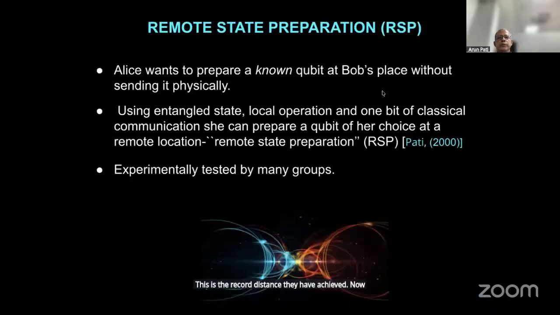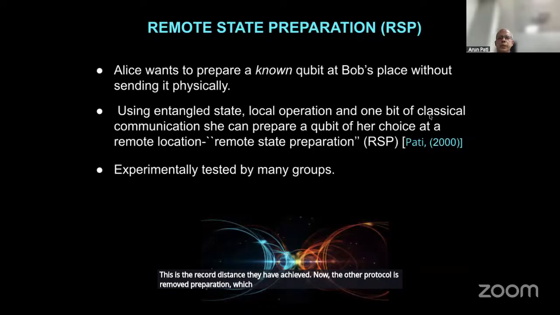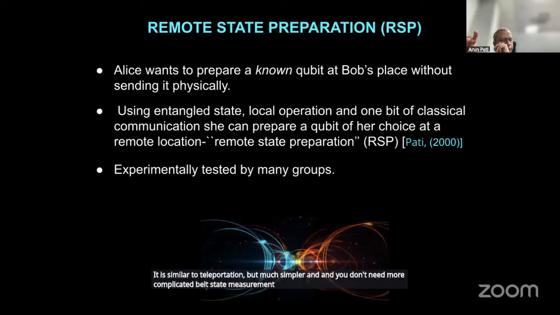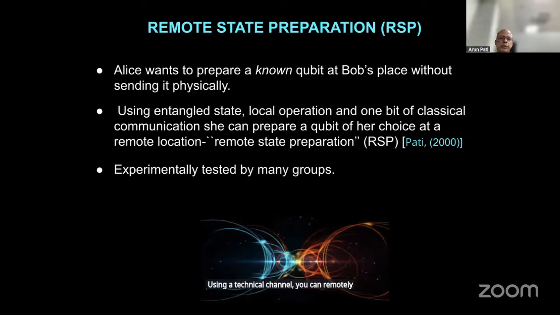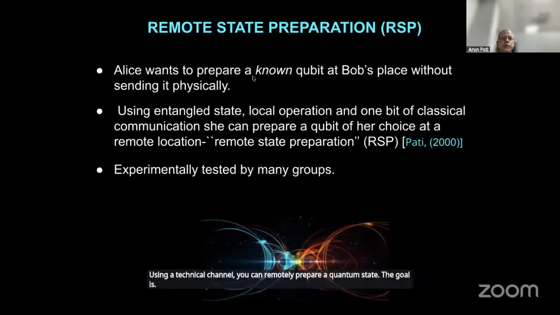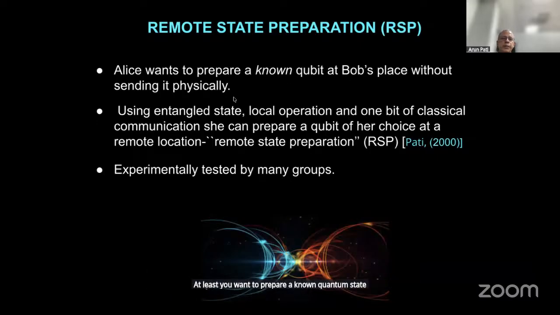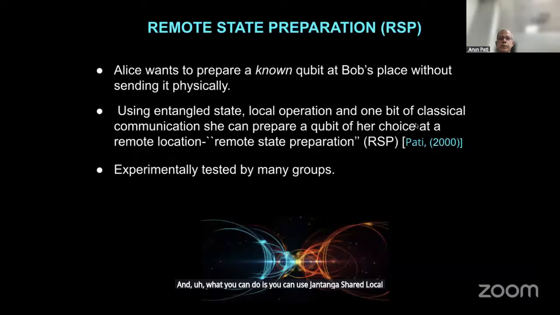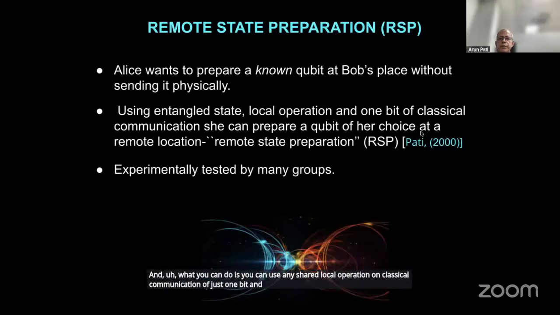Now the other protocol is remote state preparation, which I proposed in 1999 and it was published in 2000. This is not exactly quantum teleportation, but it is similar, and much simpler, and you don't need the more complicated Bell state measurement. It is just a single particle measurement, and using an entangled channel, you can remotely prepare a quantum state. The goal is to prepare a known quantum state at a distant place without physically sending the qubit. You can use an entangled state, local operations, and classical communication of just one bit, and prepare a state of your choice.